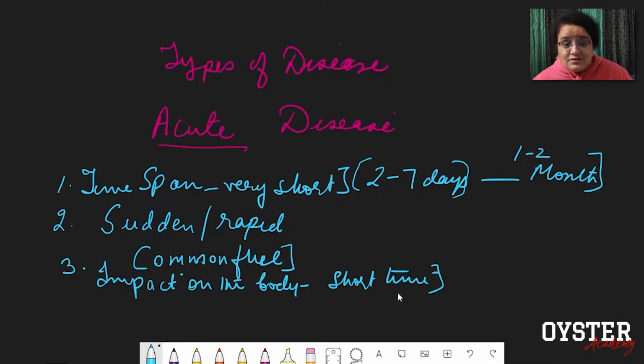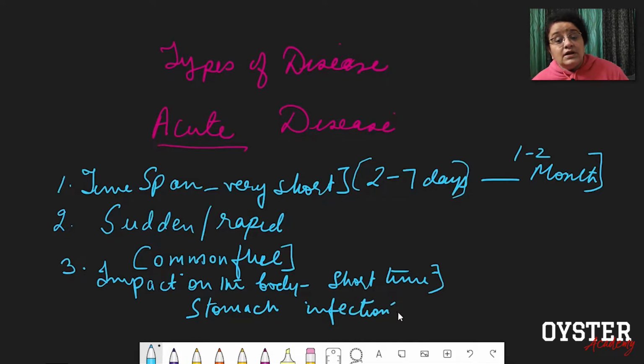So besides the common flu, we have other examples like stomach infection. That is also a kind of acute disease. Then bone fracture, again it is a kind of acute disease. Even malaria or dengue, normally you call it dengue. So malaria is also a kind of acute disease. Now let's shift to chronic disease.